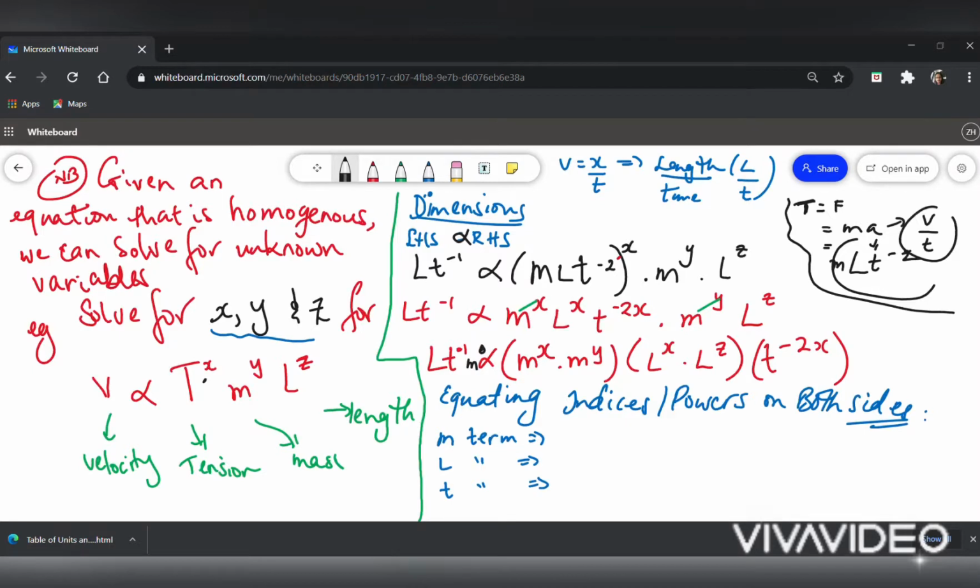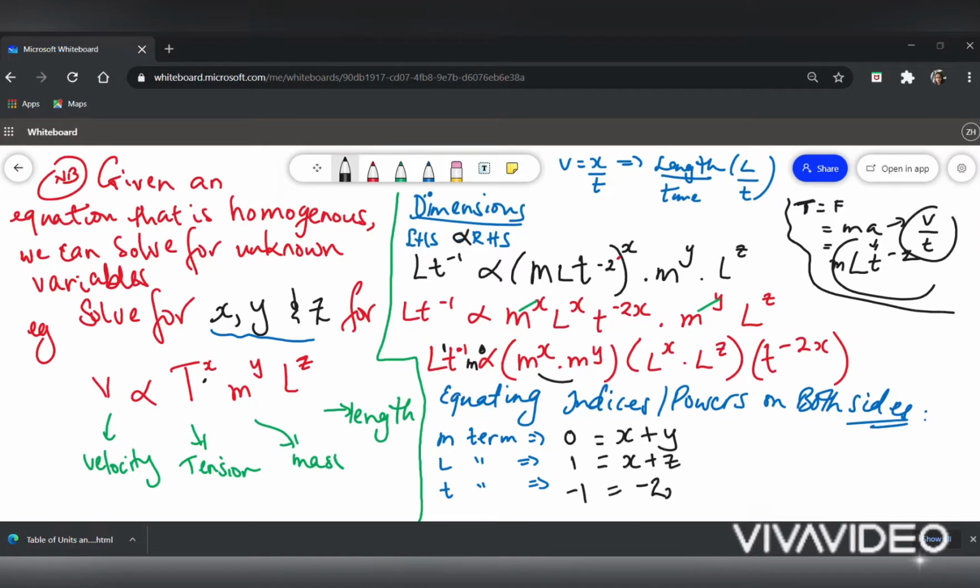So I'm going to actually write the left-hand side as being 0 is equal to, what do we do with two powers of the same base? We add them. Multiplying, oh sorry, if we are multiplying two numbers of the same base, we add the powers, x plus y. That's our first equation. What happens to L? L here is to the power of 1. So what we will get is 1 is equal to x plus z. It's not as easy as canceling, and we know this. And of course, the time term, its left-hand side minus 1 is equal to minus 2x.